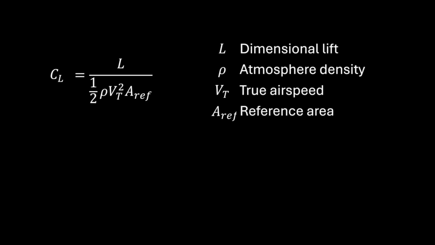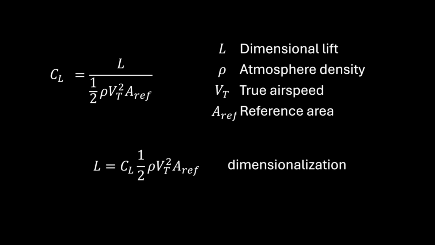The lift coefficient is the dimensional lift divided by a reference force comprised of the product of dynamic pressure, 1/2 rho v squared, and the reference area. To dimensionalize the coefficient, we simply multiply by dynamic pressure and reference area.